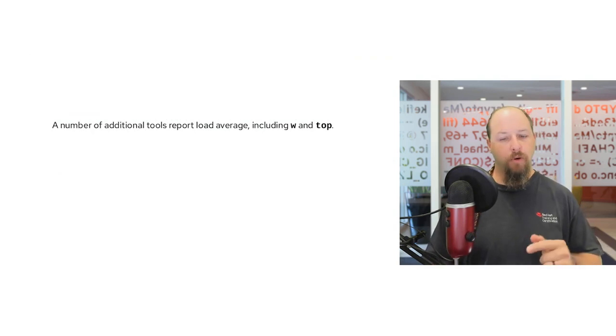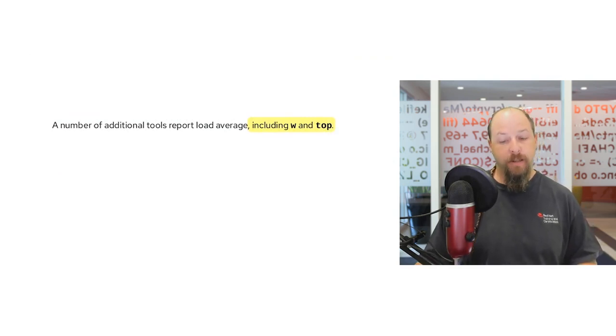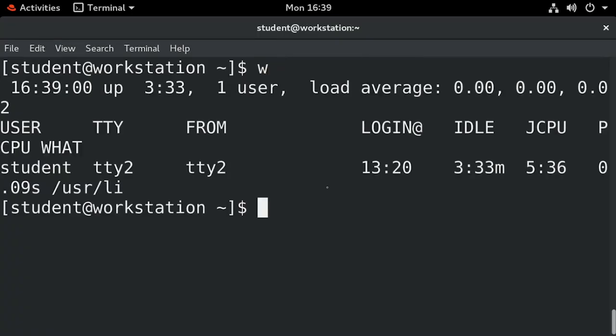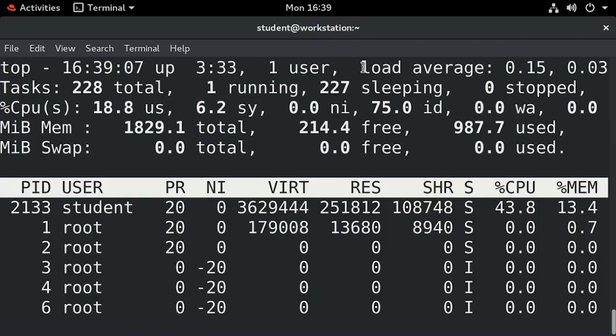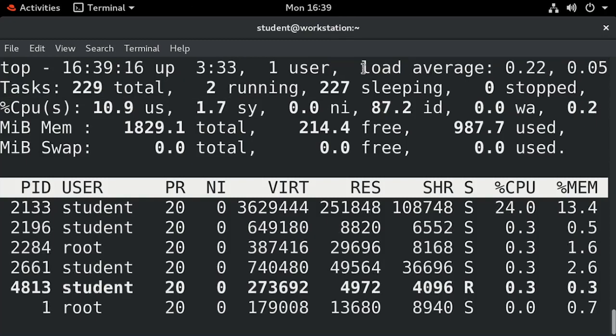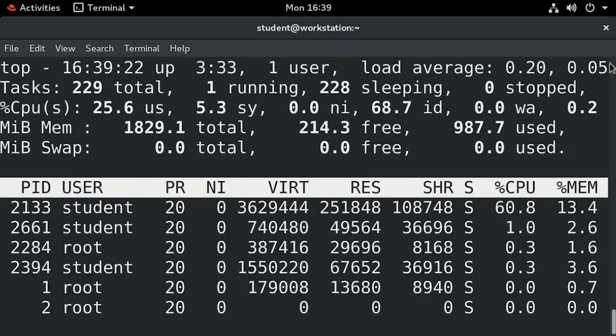Other tools that report load average are the commands w and top. We've taken a look at these briefly, but let's jump in a terminal and see where load average exists given these commands. If we type the command w, we can see that load average is clearly displayed here. Additionally, if we use the command top, load average is also output at the beginning of its output. I apologize for line wrap, but we can see the output of the load average here as well. That concludes our section on describing the load average.